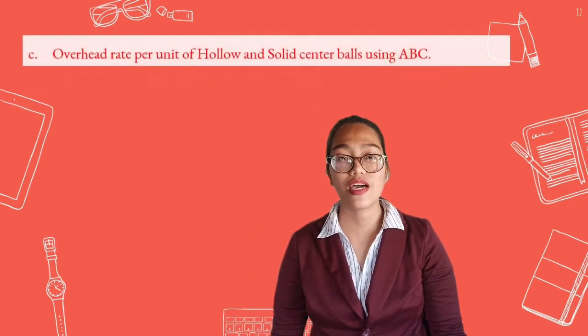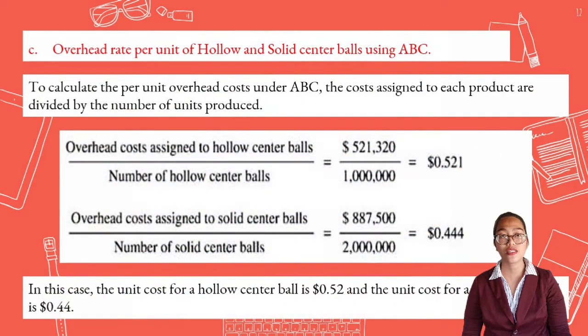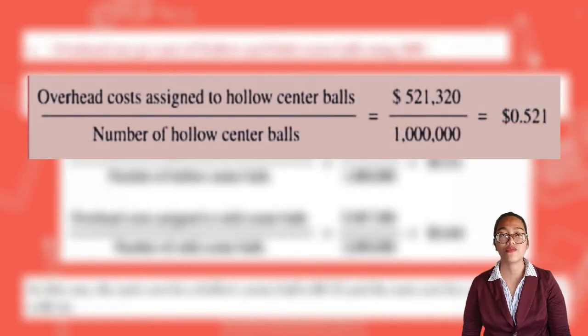Since we are done computing the cost assigned to hollow and solid center balls, we can now compute the overhead rate per unit using activity-based costing. So the formula is dividing the overhead cost assigned by the number of hollow and solid center balls produced. For now, let's focus on the hollow center balls.